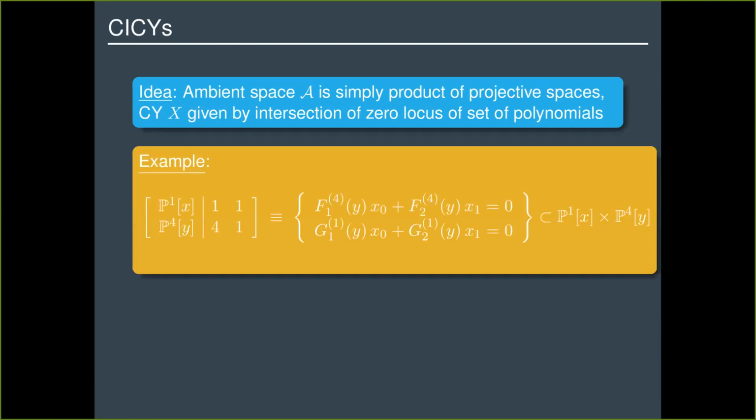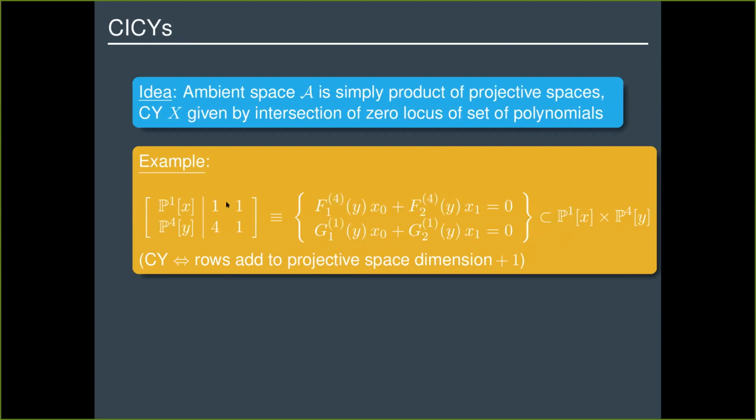So here's an example. This matrix on the left means that the ambient space is a P1 times a P4. This is a CP1 and a CP4. And I denoted the coordinates x and y. And then you have two equations. These columns are equations. One equation is linear in the x and order 4 in the y, and the other one's linear in both. So you get these two equations, which describe your Calabi-Yau sitting inside the space.